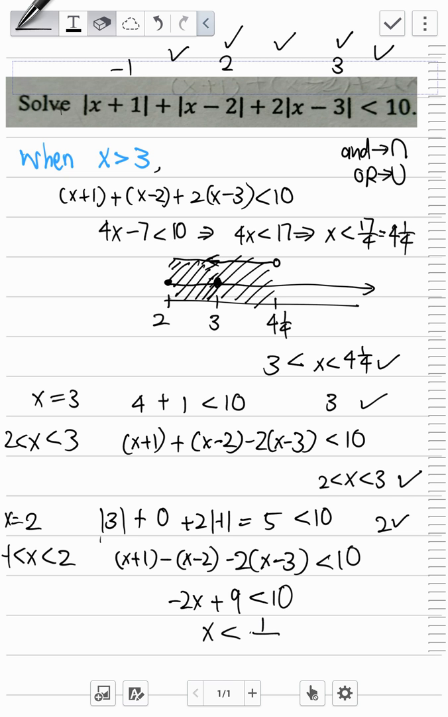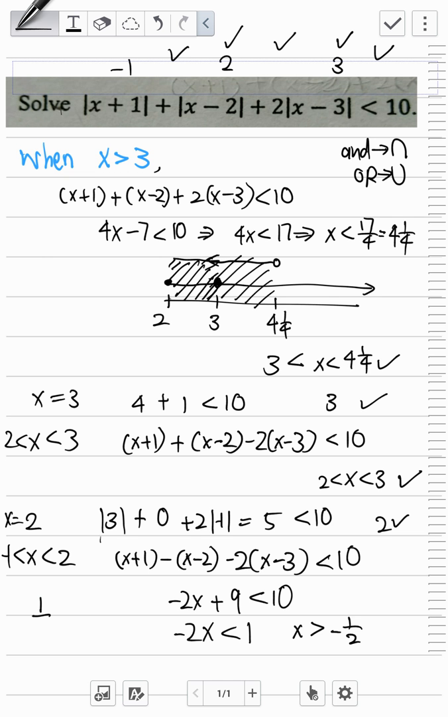Okay, so now I just leave it like this first. So minus 2x is smaller than 1. When I divide by minus 2, x must change the sign to minus half. Notice I have switched the inequality sign because I'm dividing by a negative number. When dividing by a positive number, you don't have to change this. But when dividing by a negative number, you definitely have to change the inequality sign.